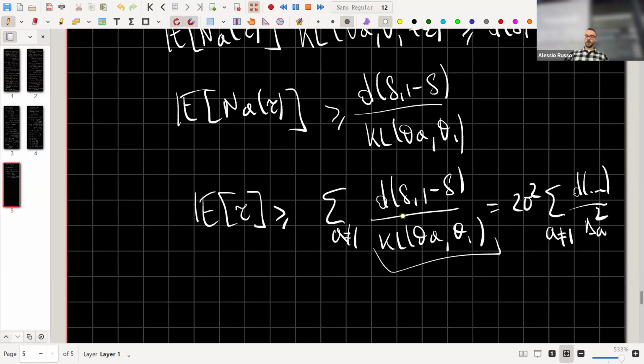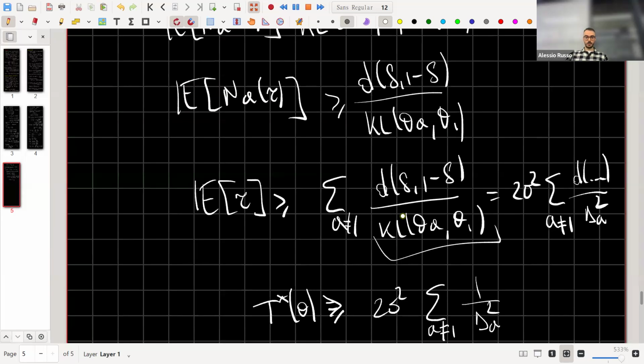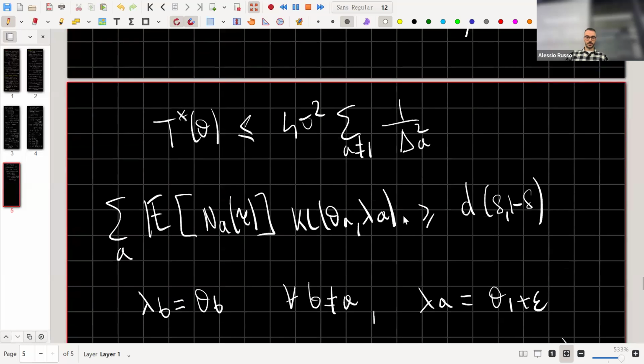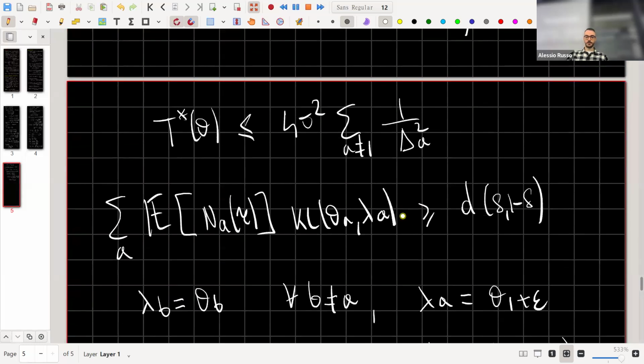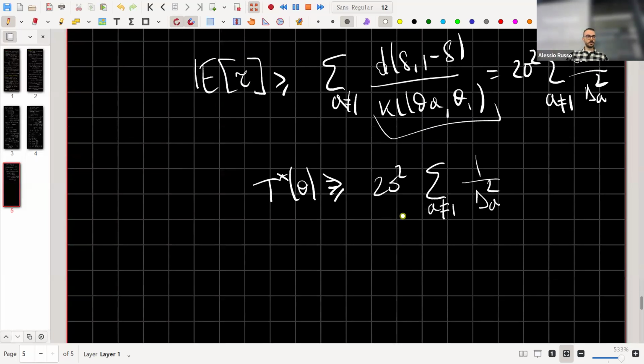So we can see that here the lower bound on T star is 2 sigma squared sum over A different from 1 of 1 over delta A squared. But before, the upper bound was the same, but with factor 4. So the only difference between the lower bound and the upper bound is a factor 2, which means that the solution that we derived before is approximately optimal. So we are approximately close to optimality.